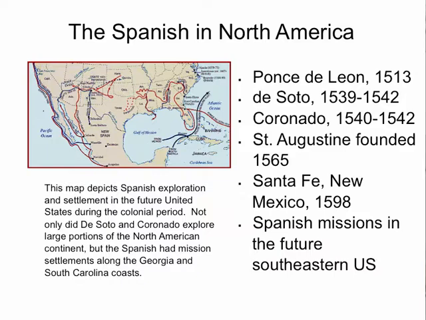In addition to the Florida colony and the New Mexico colony, the Spanish also set up mission settlements farther north along the Atlantic coastline. Of course, a mission settlement was a place where Indians were encouraged to live so that they could learn how to become Christian. Roman Catholic Christians in this case.